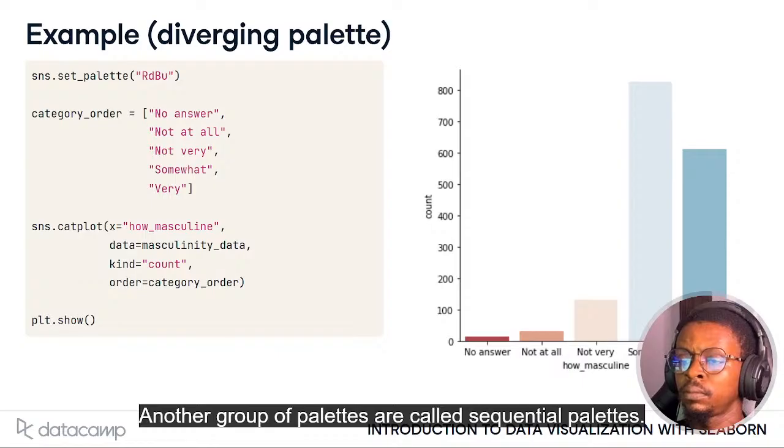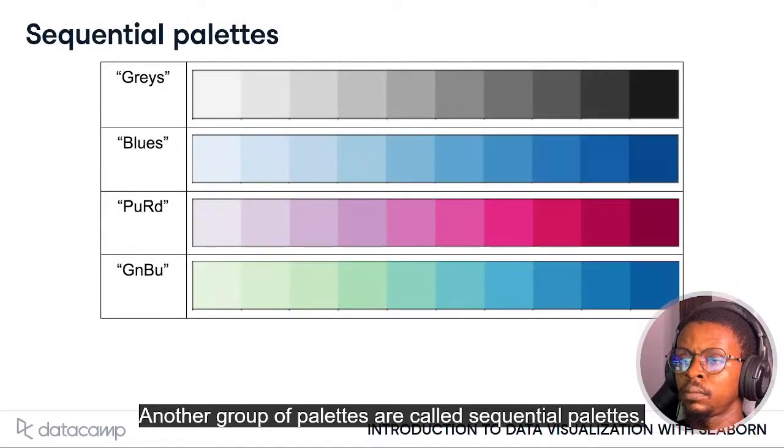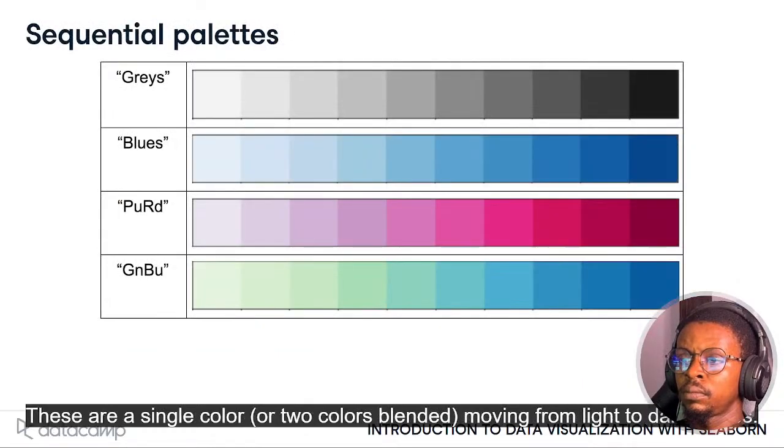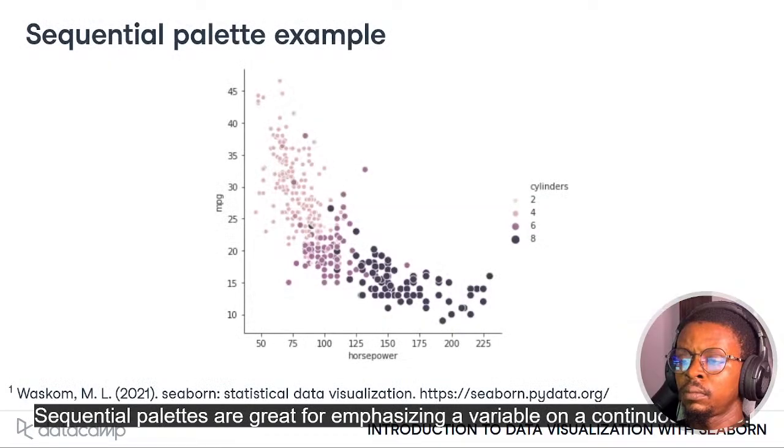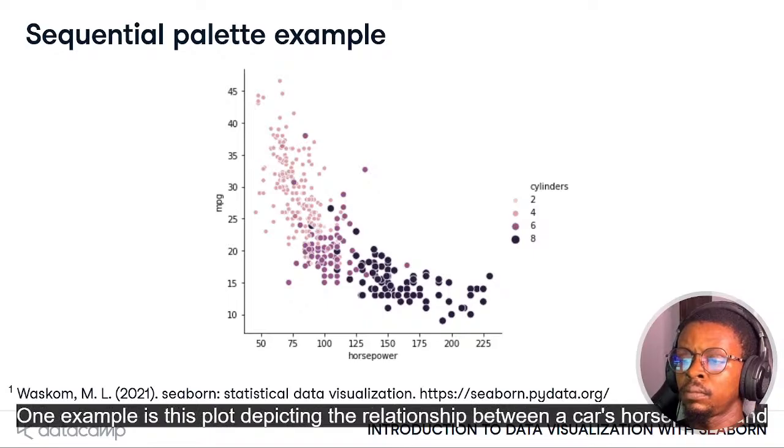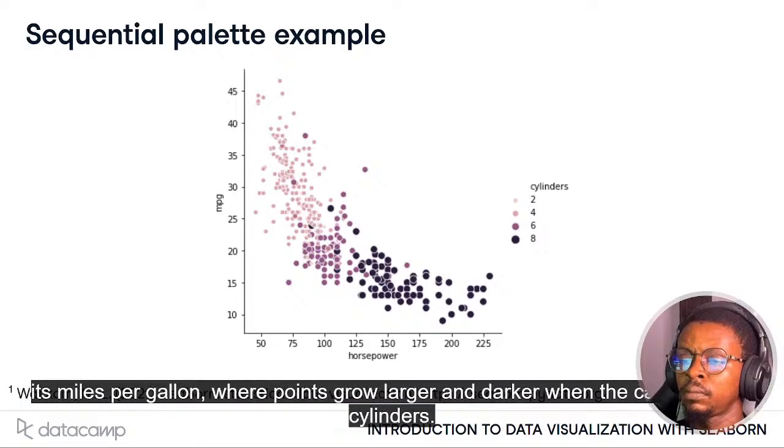Another group of palettes are called sequential palettes. These are a single color or two colors blended, moving from light to dark values. Sequential palettes are great for emphasizing a variable on a continuous scale. One example is this plot depicting the relationship between a car's horsepower and its miles per gallon, where points grow larger and darker when the car has more cylinders.